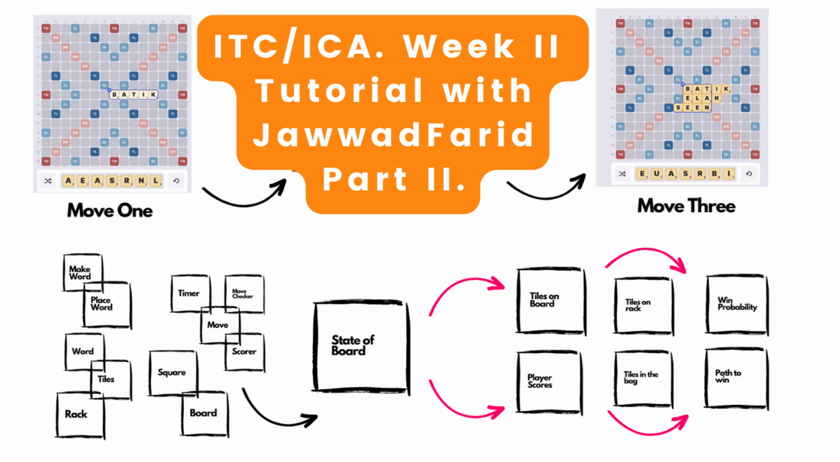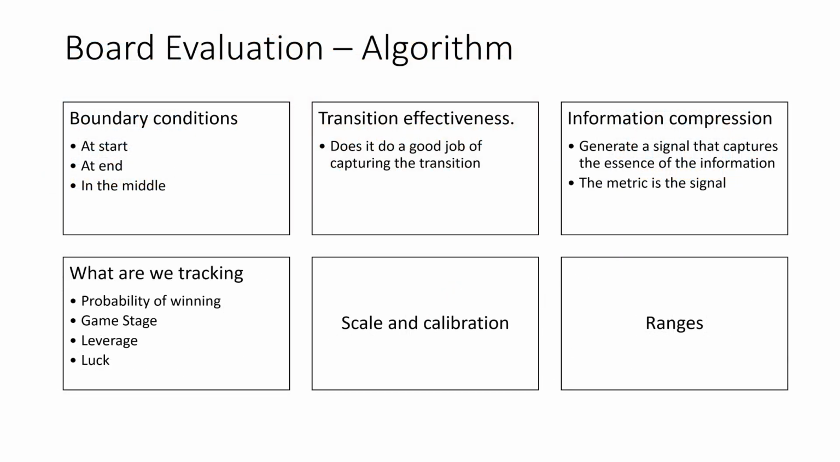Once you have the board evaluation algorithm, the next big question is how do you test it? How do you make sure that the algorithm responds correctly to changes in transition of the players, of the actors, of the roles, of the object it's tracking? One element is boundary condition.